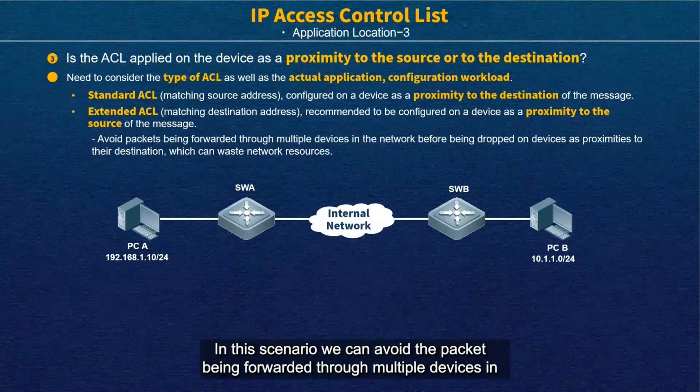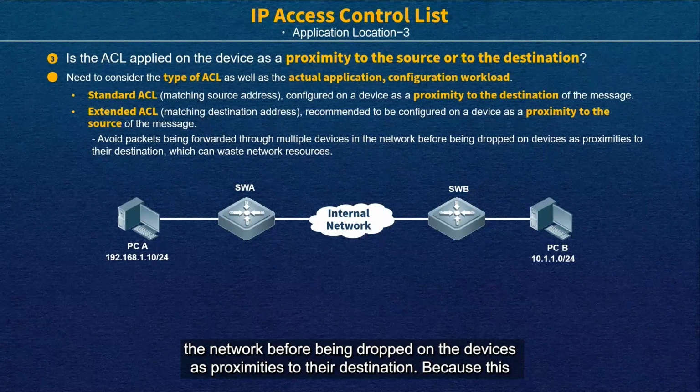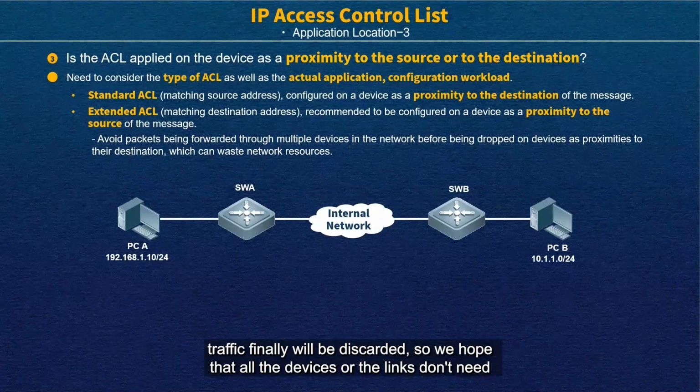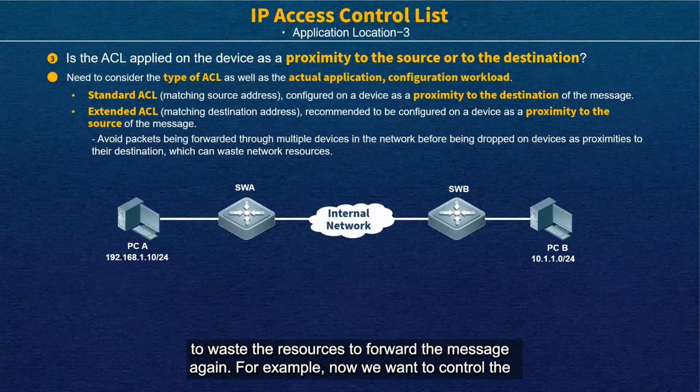In this scenario, we can avoid the packets being forwarded through multiple devices in the network before being dropped on the device close to their destination. Because this traffic will finally be discarded, we hope that the devices and links don't need to waste resources forwarding the message.